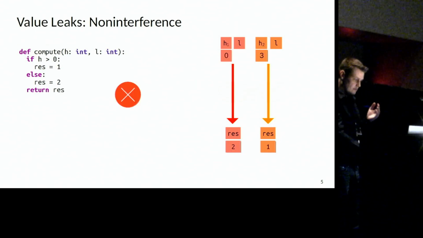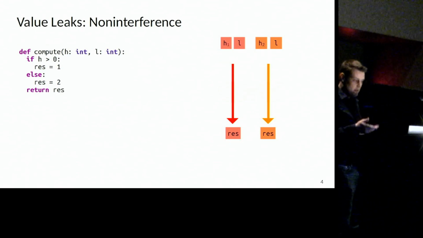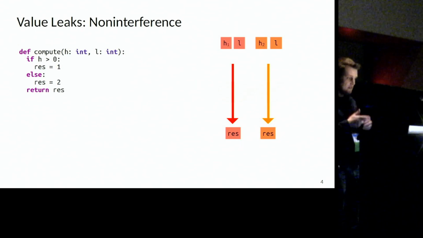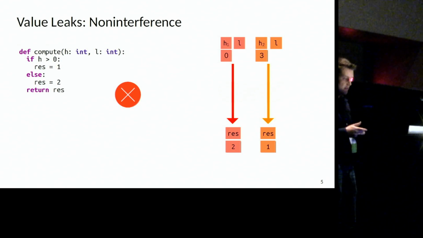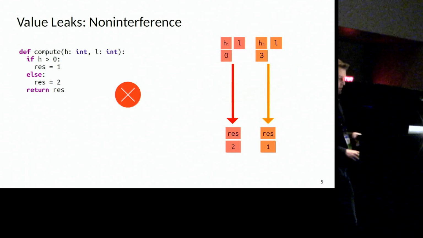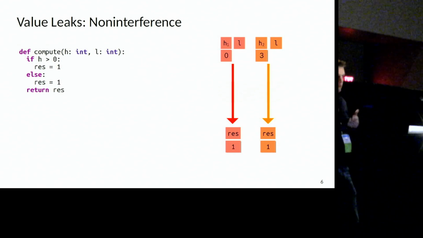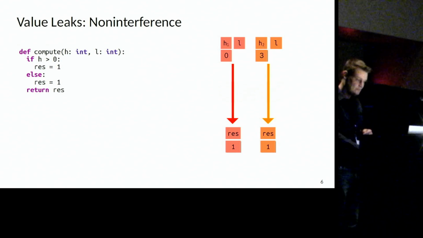So this program that I'm showing you on the left obviously doesn't have this property because for different values of H, we might see results 1 or 2. But if we fix it and, for example, change the other assignment to also be res gets 1, now this program always returns 1 no matter what H is, so this is one that we would accept.